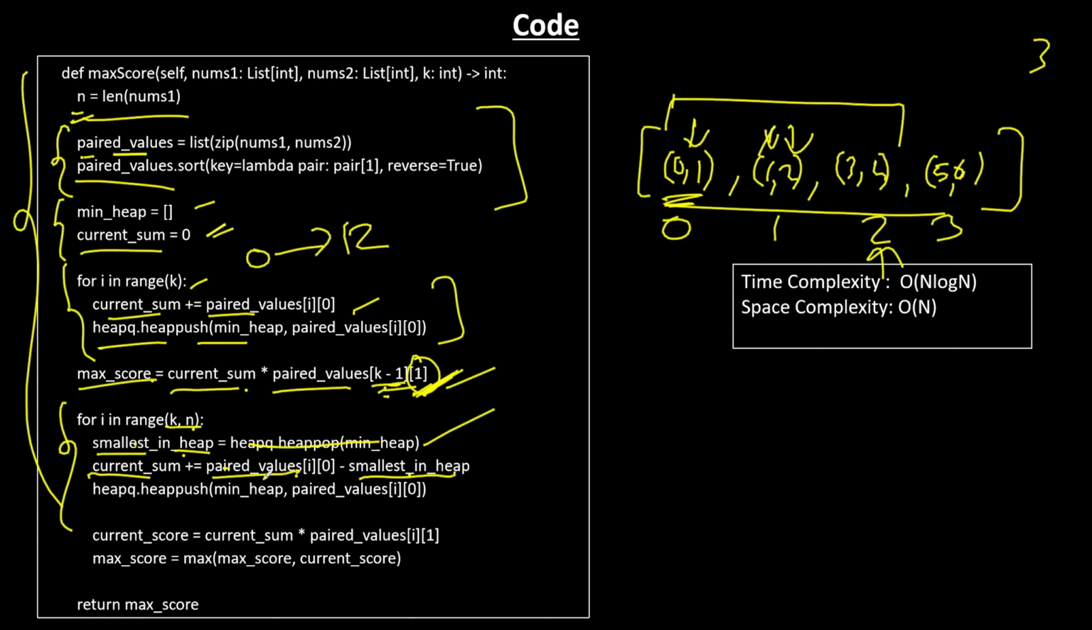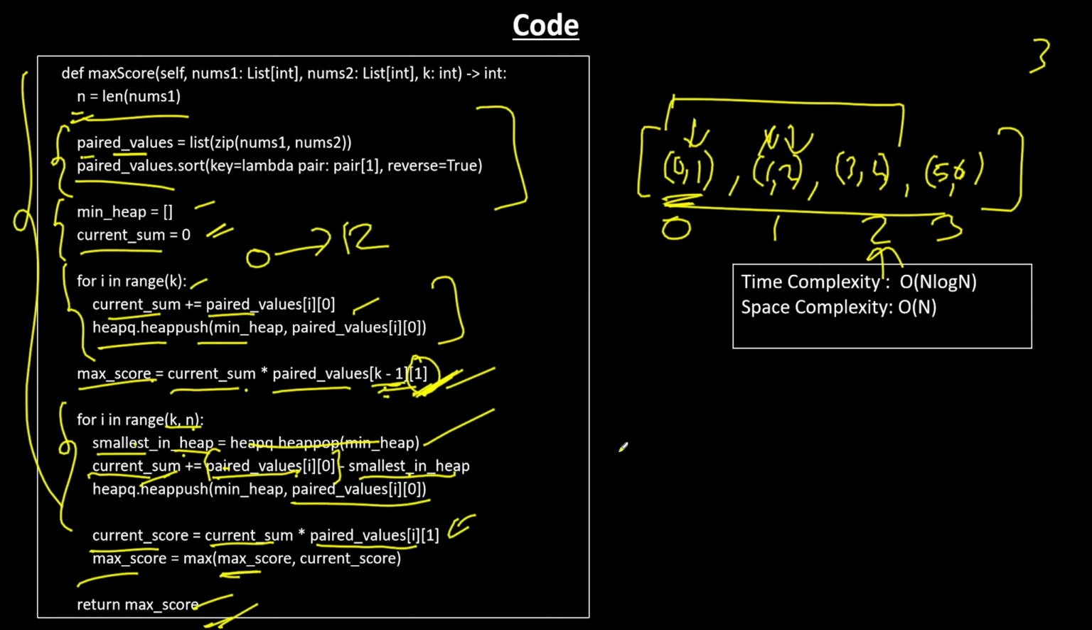Now we have to push the value which we have added into our current sum into our min heap also. So that is done here. And we calculate the current score, which is the current sum we calculated here times the paired values of that particular index, right? And at the end, we check whether the current score which you got is greater than the max score or not. If it is, we update the max score. Otherwise, we don't. And after that, we return the max score.